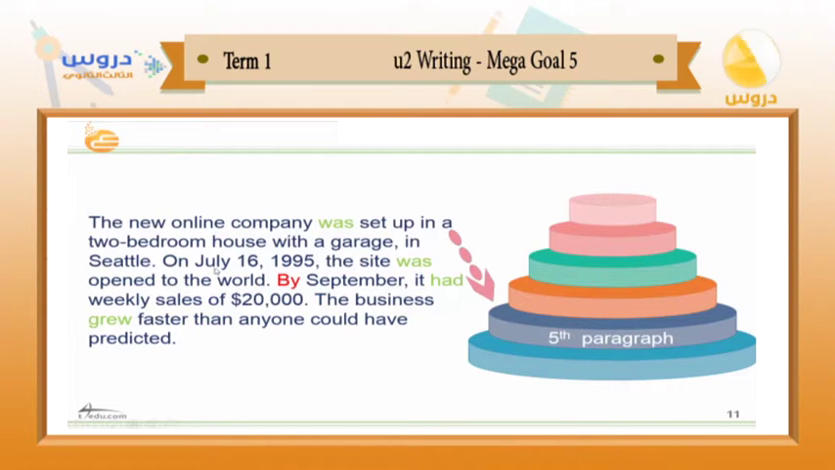In Seattle, on July 16, 1995, the site was open to the world. So here, this is the second event, a worldwide company. By September, it had weekly sales of $20,000. The business grew faster than anyone could have imagined. So his project succeeded in using the internet to sell something online. All right. So this is the fifth event.